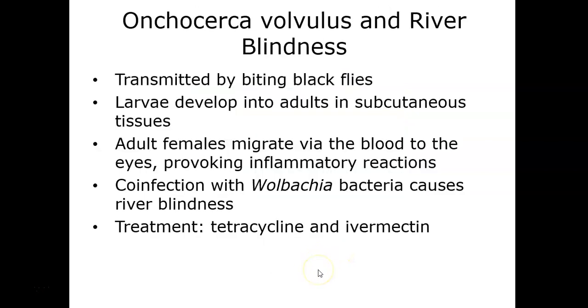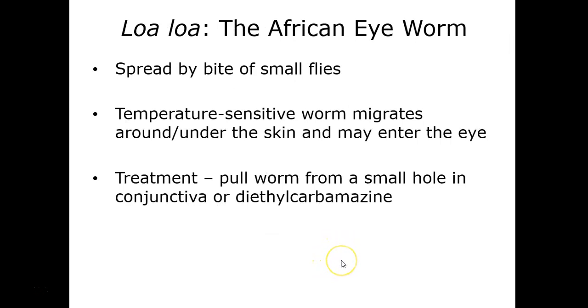River blindness is transmitted through the black fly vector. The adult females can actually move through the blood and up to the eyes where inflammation occurs. It can lead to what's known as river blindness because the worms have actually invaded your eyes. And then lastly is Loa loa, which is a bite from a small fly. The worm can actually migrate under the skin and can even enter the eye like we saw with the river blindness.